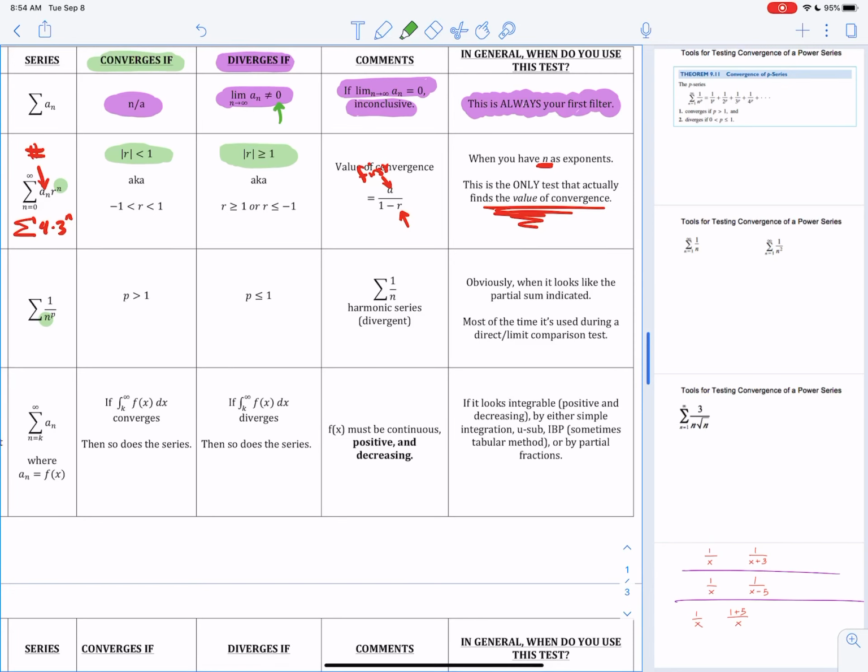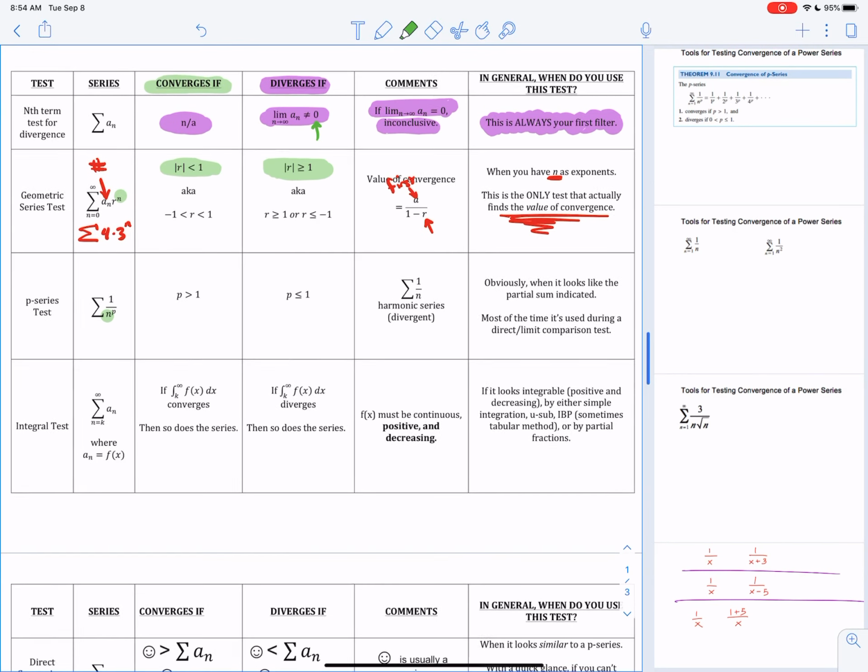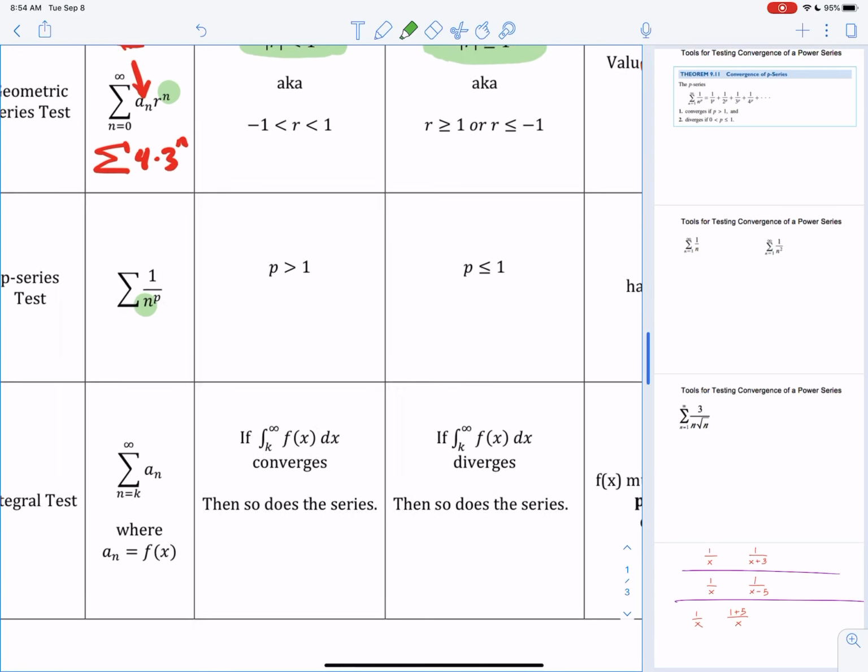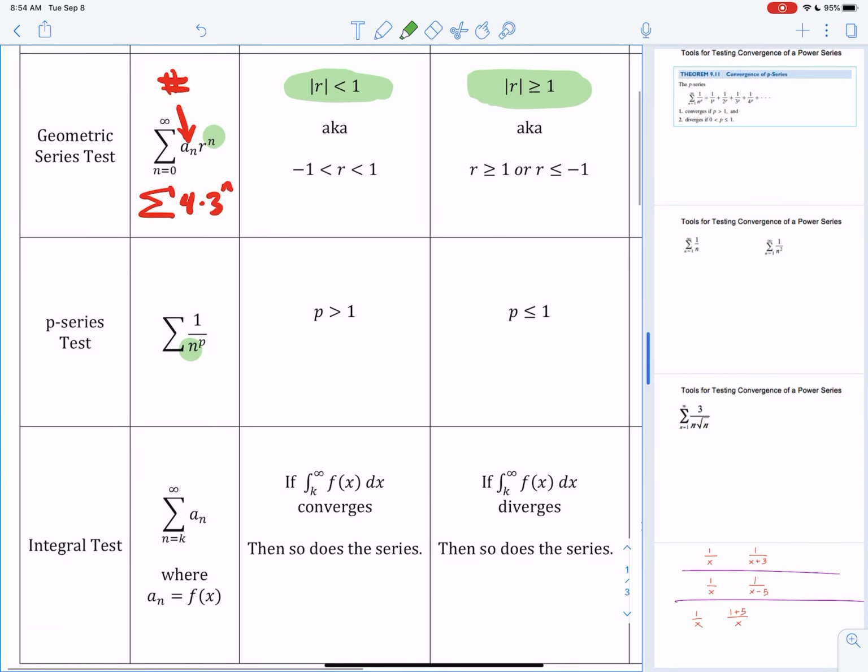Obviously it looks like the partial sum indicated. Why did I write that? Okay, I'll come back to it. Well, anyways, you're looking for 1 over n to the something power. And that's how you know to run the P-series test.